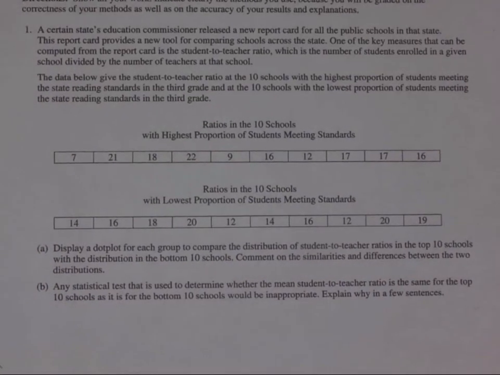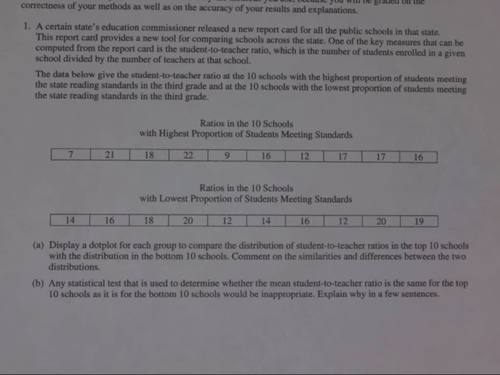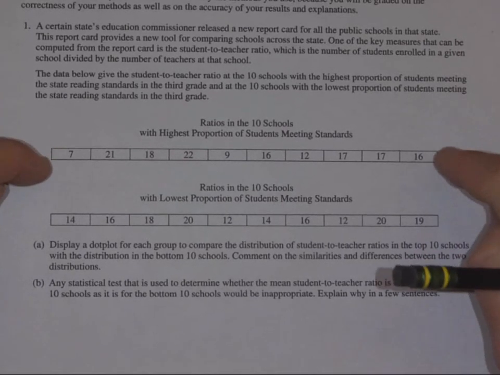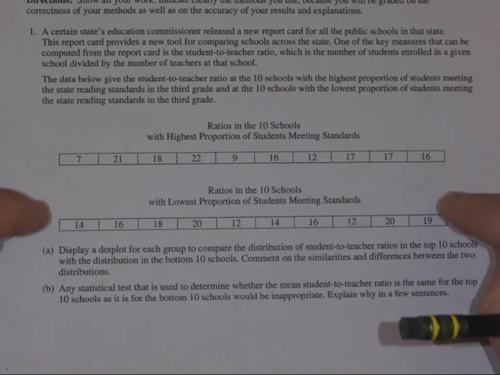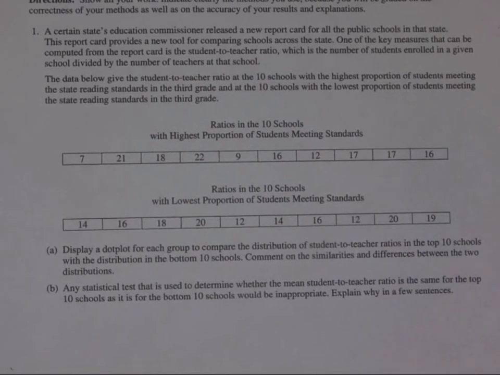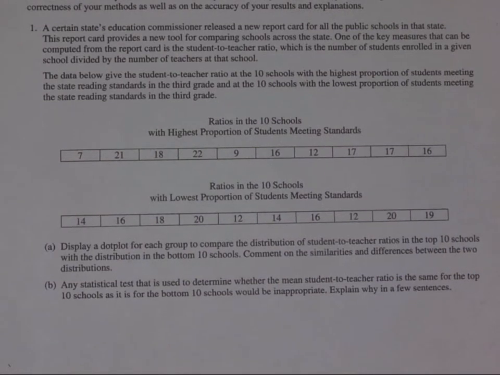And then it says, any statistical test that is used to determine whether the mean student-teacher ratio is the same for the top 10 and for the bottom 10 would be inappropriate. Why is that? Well, there's no sample taken. There's no random sampling. This is the entire population. There's no sense in doing a test about it, making hypotheses and all that, because we can find the means. We can find the mu's. So you just had to basically say no, because it's not appropriate because there was no random sampling, or because these are the entire populations. There's no sampling going on. So there'd be no point in doing a test.